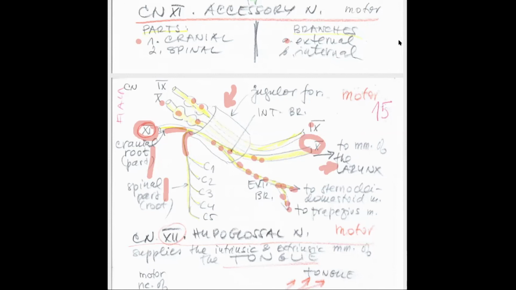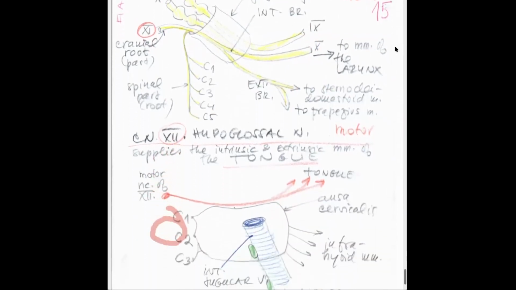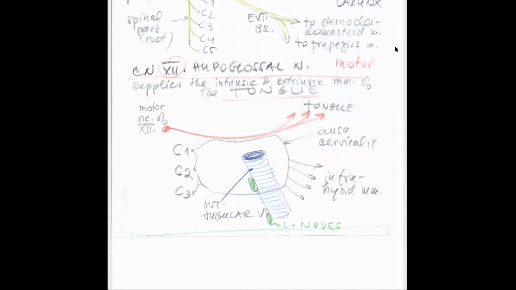So we see that nerve number 11 is a little bit different in the course because it has 2 principal portions. One is the cranial and the second is spinal, and then 2 branches. They run together and then separate finally to 2 muscles of the neck and the back. The last one is the hypoglossus. Hypoglossus is the nerve number 12, is only motor nerve, and supplies the intrinsic muscles and extrinsic muscles of the tongue. So simply innervating the tongue.